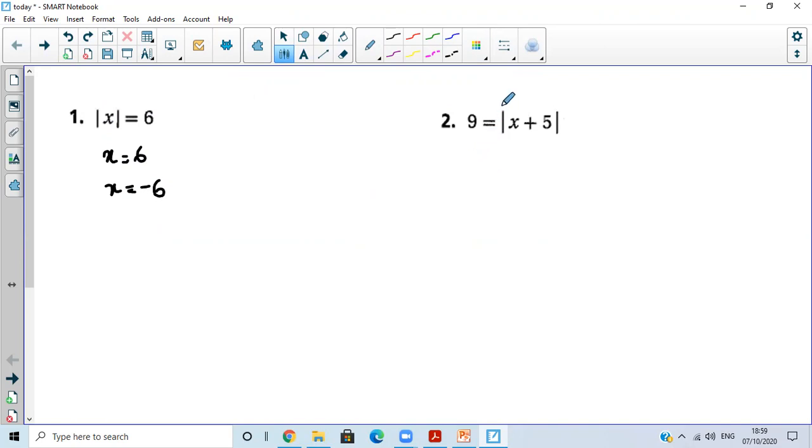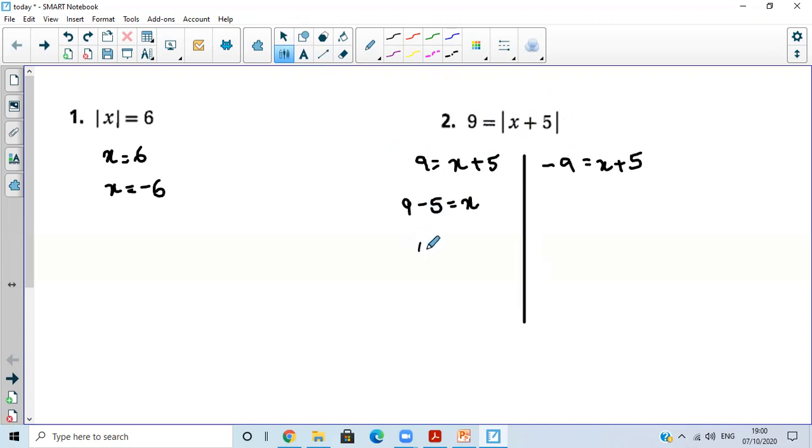Now let's look at this one. Here there are no numbers to get rid of outside the absolute value lines. So all you have to do is give the two possibilities. So let's write the two possibilities. When there is nothing to solve, just give the two possibilities. So one can be 9 equals x plus 5, and the other one can be negative 9 equals x plus 5. As I said, one is going to be positive, one is going to be negative. So simply solve as how you would normally solve an equation. So this is going to give 9 minus 5 is 4 equals x. This is going to be negative 9 minus 5 equals x, which is going to be negative 14 equals x.